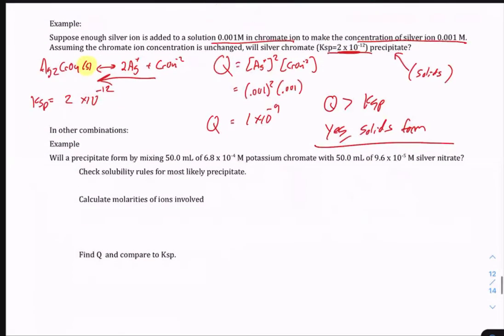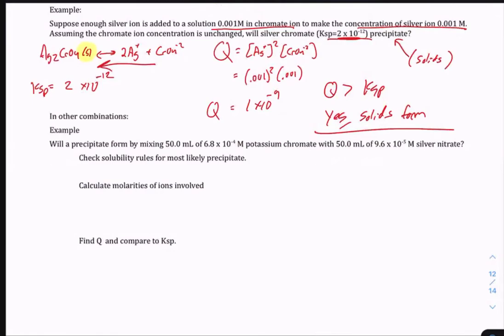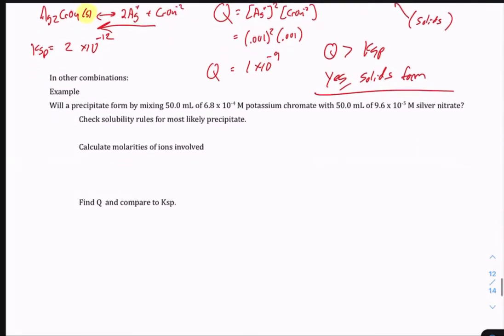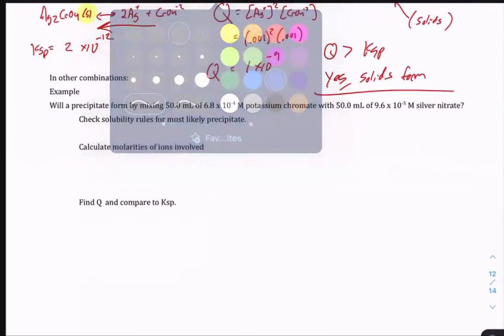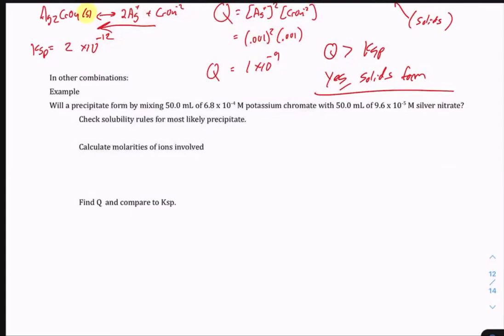So, now let's talk about a problem where you have to manually figure out the concentrations before you plug them into Q, because here they just gave us the concentrations. So imagine this situation here, okay? We are mixing this volume of this molarity of potassium chromate with this volume of this molarity of silver nitrate.